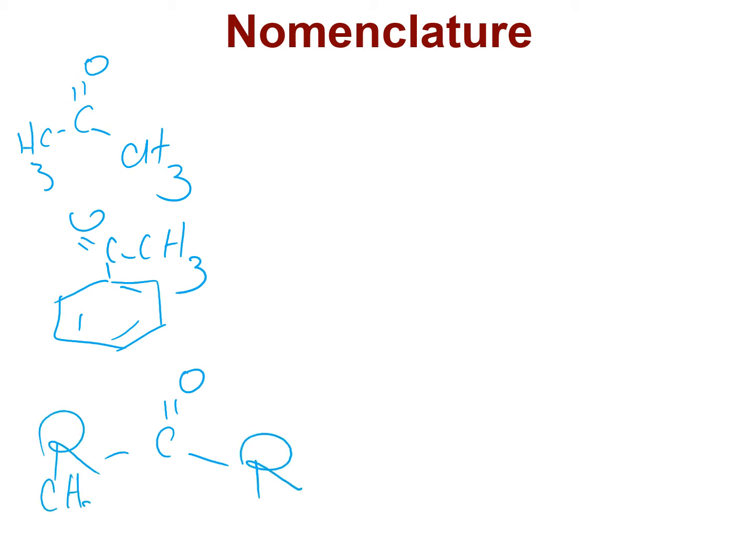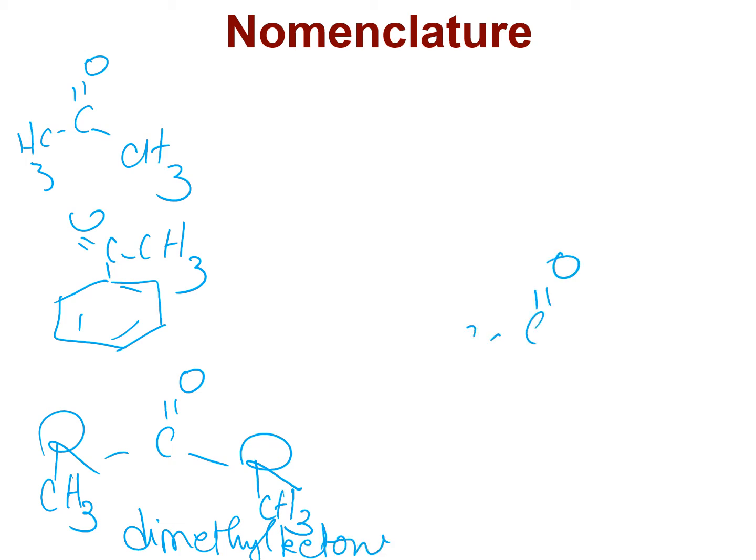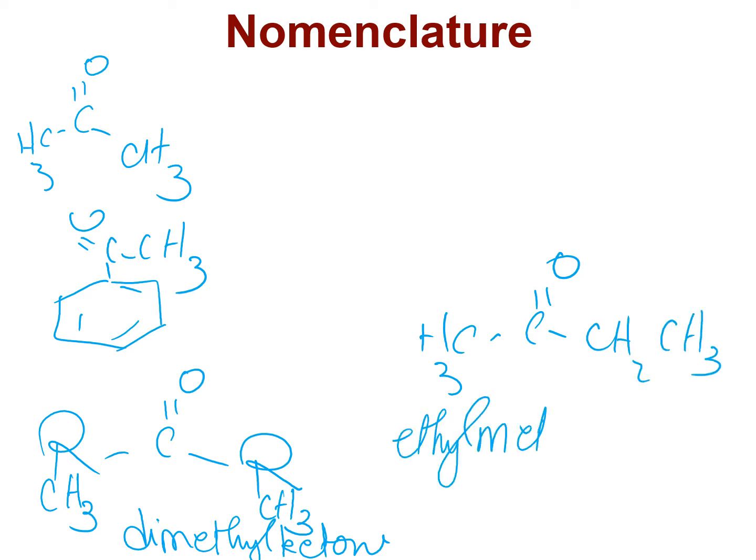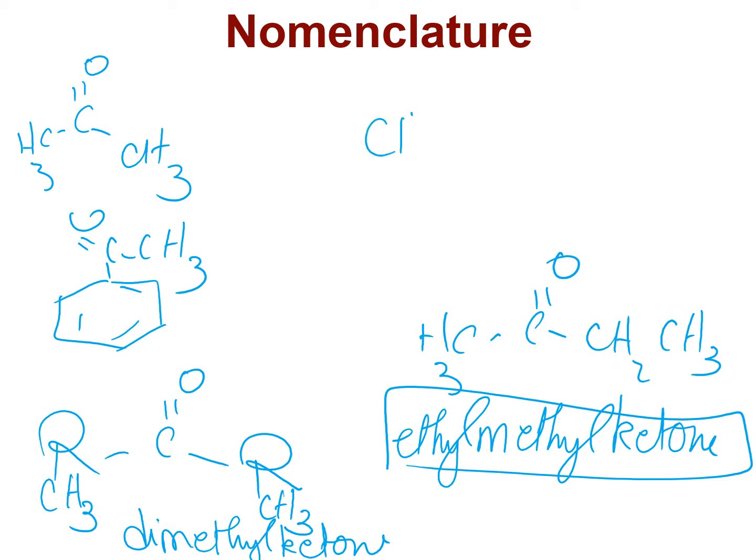For example, if you have a methyl and a methyl, this is acetone, or you can say that this is the dimethyl ketone. If you have, for example, a methyl from one side and an ethyl from the other side, so this is the ethyl methyl ketone. When you have the name and you're drawing it, you draw the ethyl group, and then you draw the methyl group, and then you put the carbonyl in between. So this is how you nomenclate them in a common way.